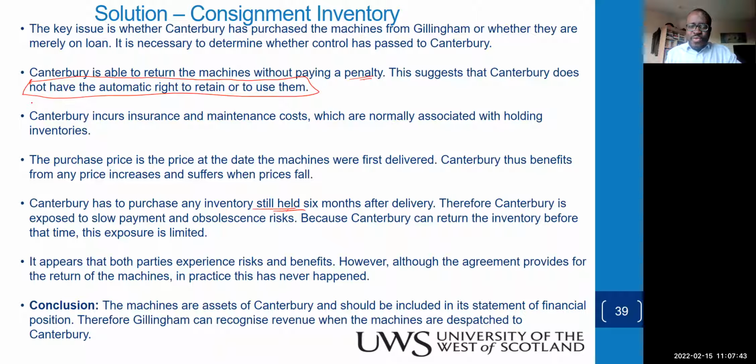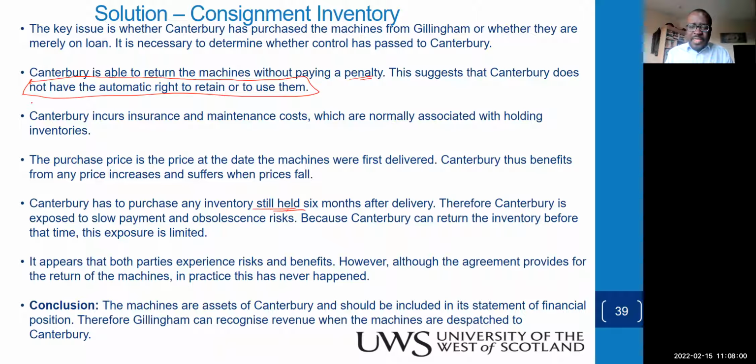So what do we have to say? We can say that the machines are for Canterbury. He holds the possession. All the conditions have been met. Okay. He benefits from the risk and rewards. The seller has the right to claim payment from this guy because it never returns them. Okay.